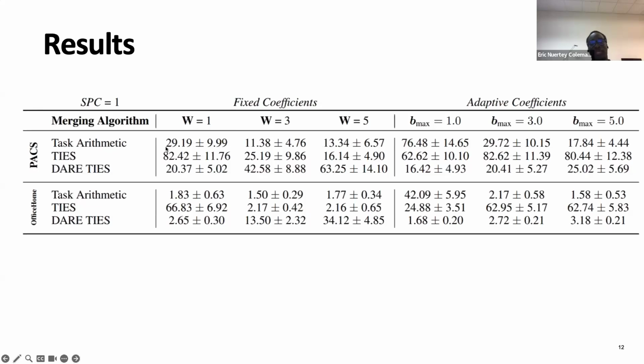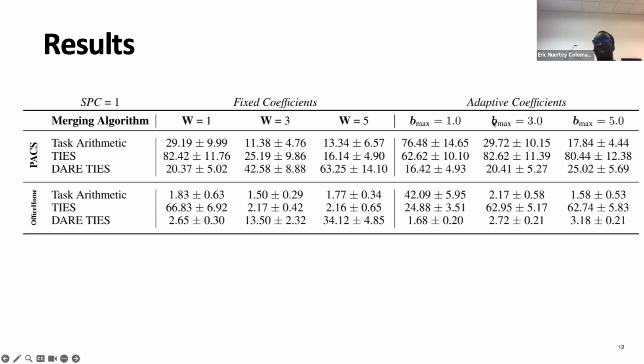For example, here you have equal weights of 1. When you increase it to 3, the value significantly changes. When you increase it to 5, it changes a lot. The same thing applies to the fixed coefficients and TIES as well. Using equal weights of 1, you have a very high value. When you switch to 3, the value differs a lot.